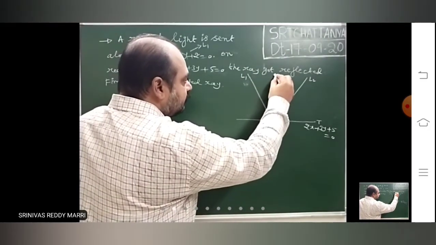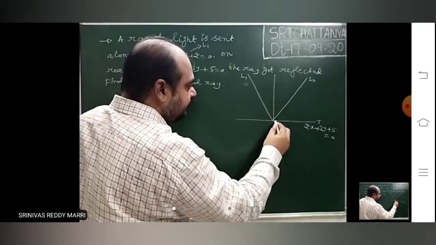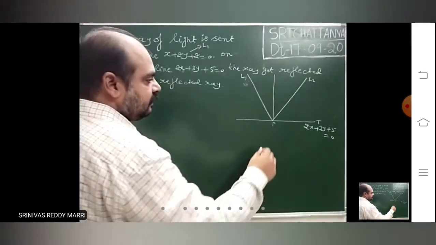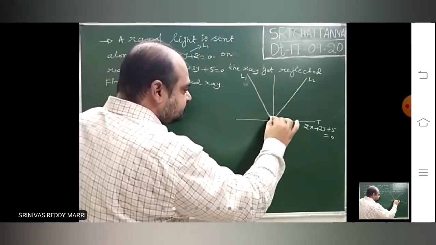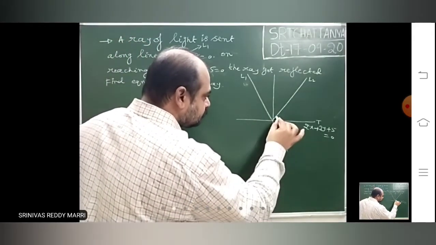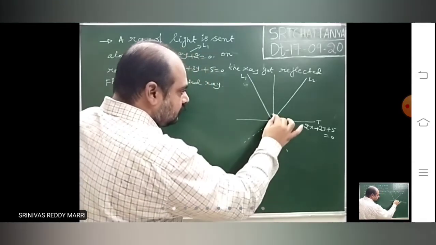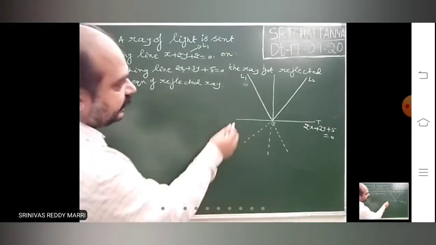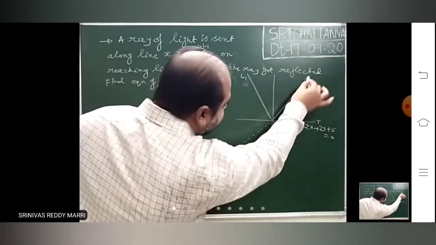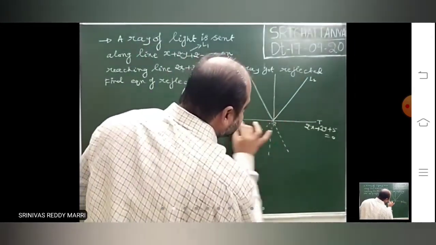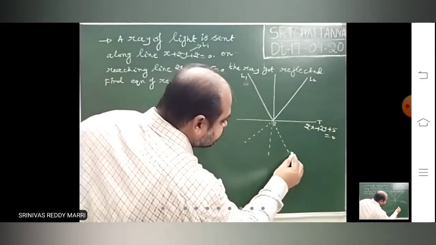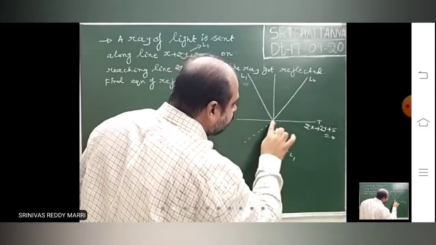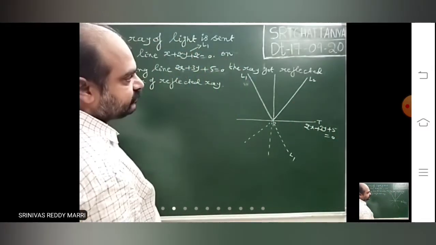Now look at, I am drawing the normal. Let us say this is P, where it strikes. Now if you extend these two lines, L1 is this line, L2 is this line. This is the angular bisector. So for L1 and L2, the angular bisector is this.